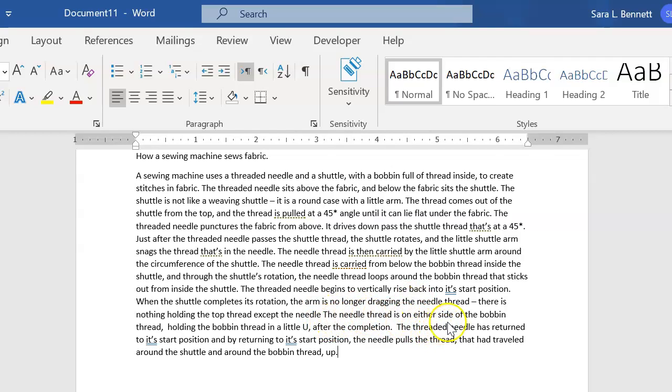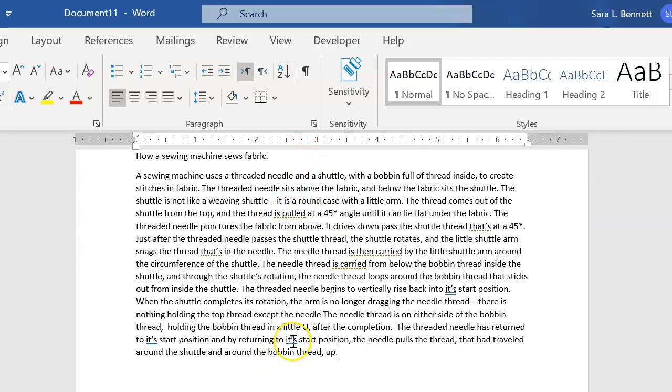The needle thread is on either side of the bobbin thread, holding the bobbin thread in a little U after the completion. The threaded needle has returned to its start position, and by returning to its start position, the needle pulls the thread that had traveled around the shuttle and around the bobbin thread up. A sewing machine is a weird and complicated beast, and the mechanism is different, so I congratulate you if you've stuck with me thus far. We are still not finished.